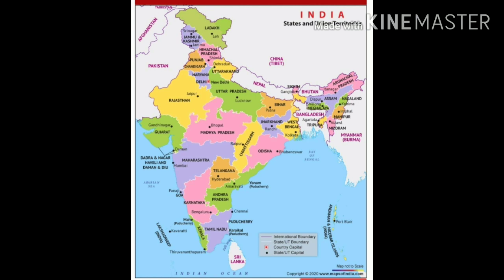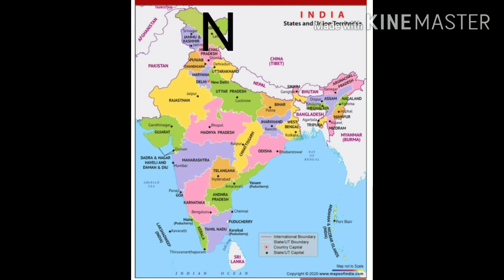So now we will learn about the neighbors or padosi of India. India has 9 neighboring countries, that is Pakistan, Afghanistan, then China, then Nepal, then Bhutan, Myanmar, Bangladesh, Sri Lanka, and Maldives. Here Maldives is not shown. I will show it in another map. Okay.